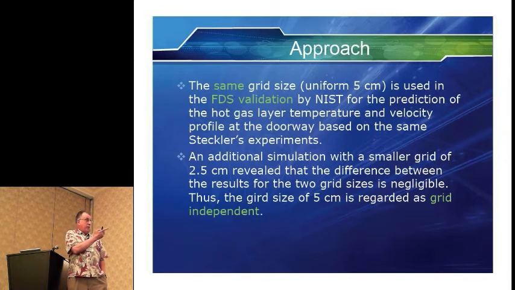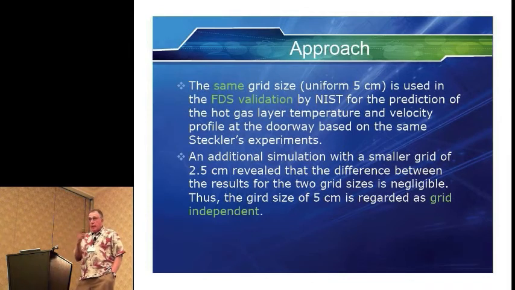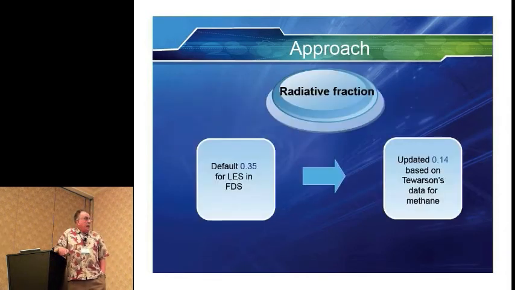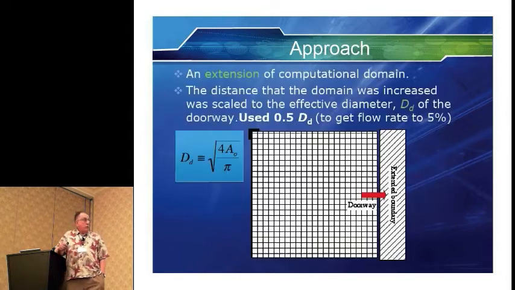They actually went down to 2.5, and they didn't see any difference. So they were playing in this thing to really try to get it to work. They suggested it wasn't grid dependent after that, so they stuck to 5. Radiation fraction, like they said, they matched to the real fire, not the default value. And then this is what they did.